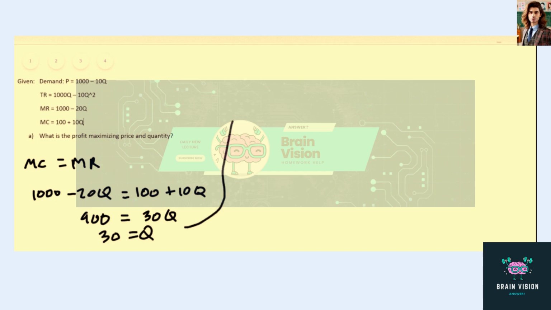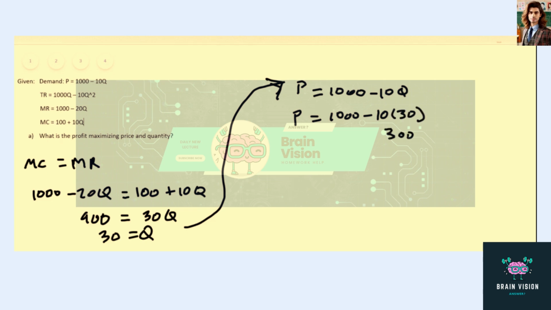As the quantity, to get the price, we plug this into the demand equation, where price equals 1,000 minus 10Q. So price equals 1,000 minus 10 times 30, which is 300. And so price equals 700.